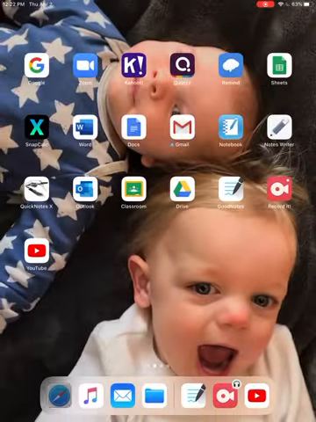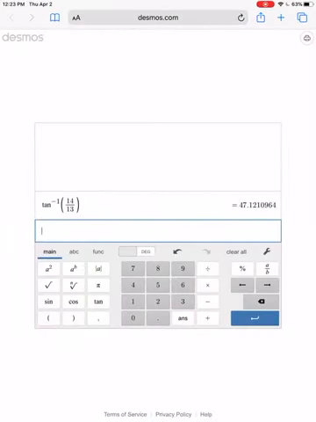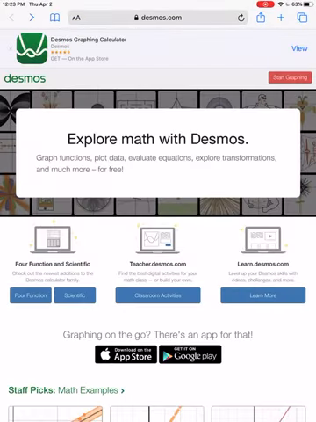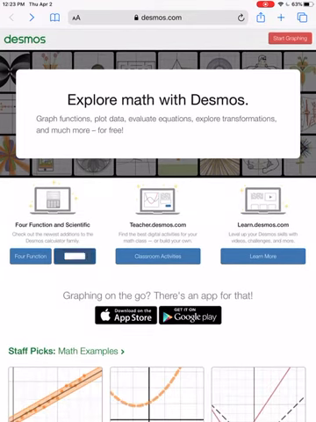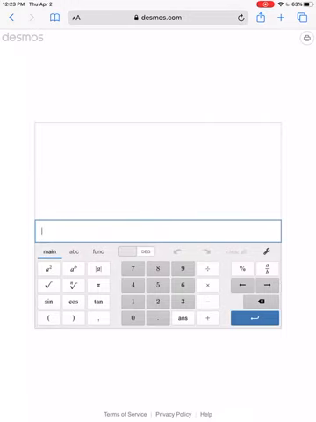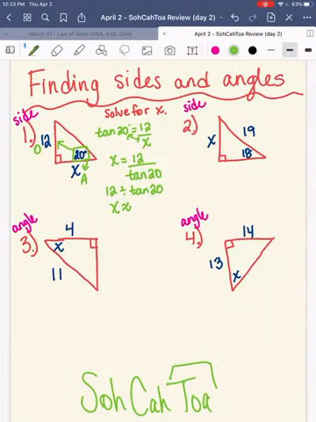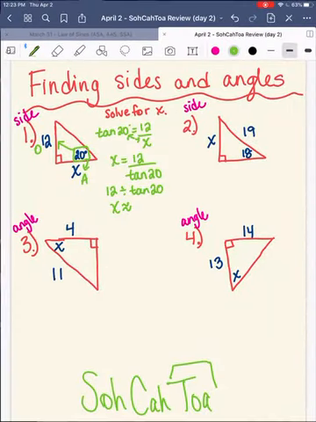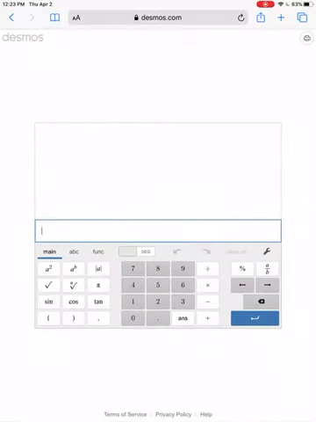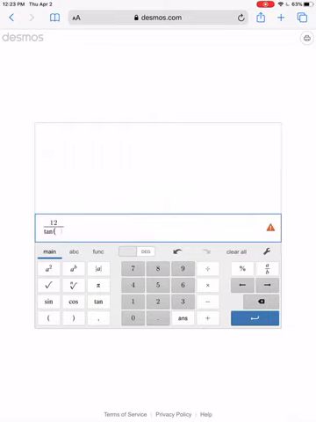So I am going to go to Desmos. Let me go back to show you what it looks like. Okay, this is what it looks like when you first get here. And so if you just go and click scientific there in the middle, it'll bring up a calculator, okay, which is super duper nice. And so I'm just going to keep referencing this as we go through these problems. So we're going to type in 12 divided by tangent 20. So 12 divided by, and then tan's over here on the left, 20. Enter.